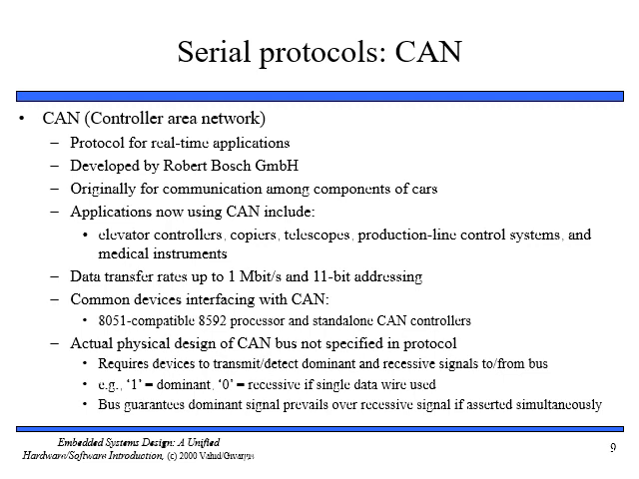Now the actual design of the CAN bus is not specified in the protocol. It requires devices to transmit and detect dominant and recessive signals to and from the bus. For example, 1 is equal to dominant and 0 is equal to recessive if a single data wire is used. The bus guarantees the dominant signal prevails over the recessive signal if asserted simultaneously. So there is a dominancy of 1 over 0.